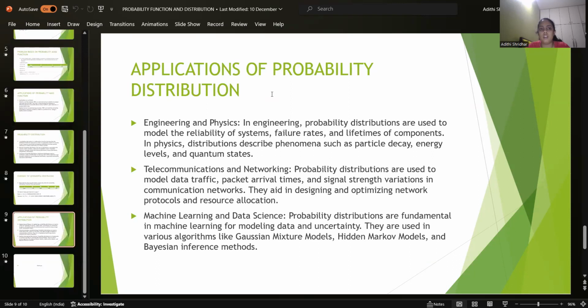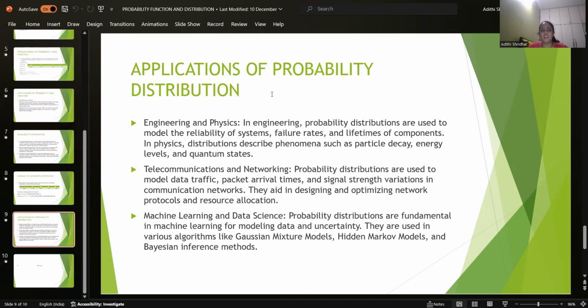Applications of probability distribution. It is used in engineering and physics. In engineering, probability distributions are used to model the reliability of systems, failure rates, and lifetimes of components. In physics, distributions describe phenomena such as particle decay, energy levels, and quantum states.